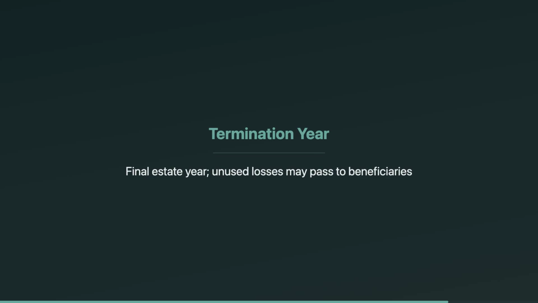One more high-yield detail: termination year. The estate ends when assets and income are distributed and liabilities are paid. In the final year only, certain unused losses can pass through to beneficiaries, so they can deduct them on their own returns. But you don't get that pass-through in a normal, non-termination year. On the exam, watch for language like final year or estate closed.